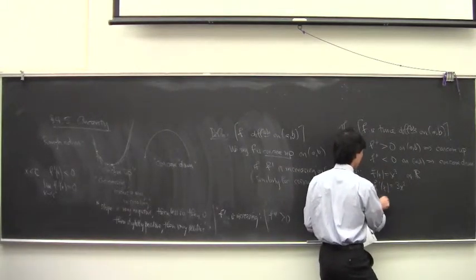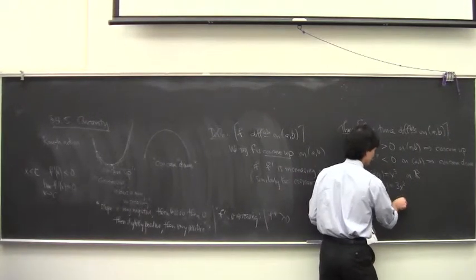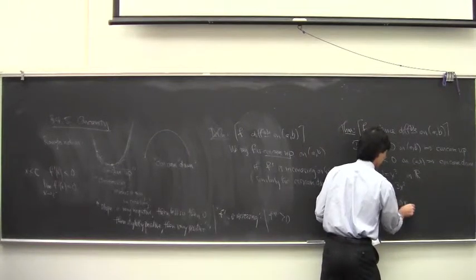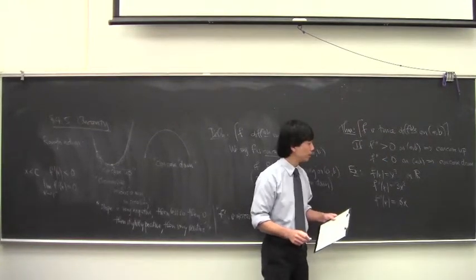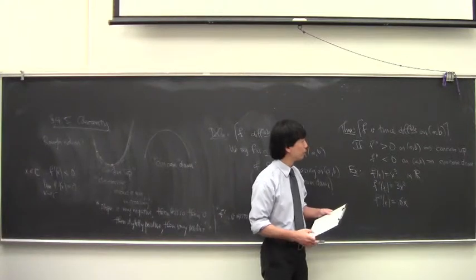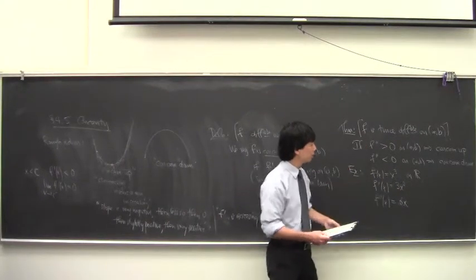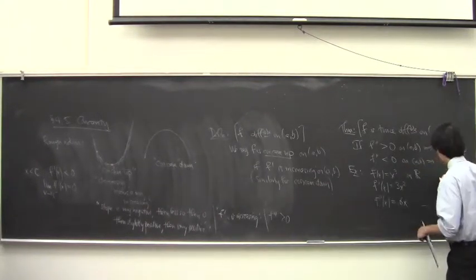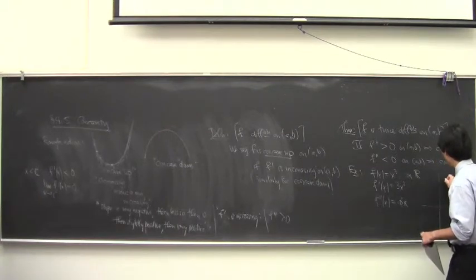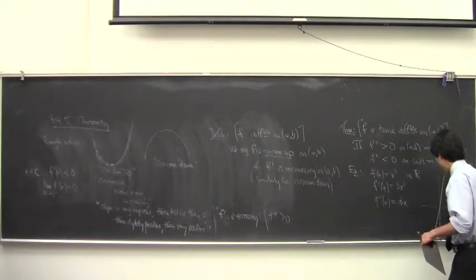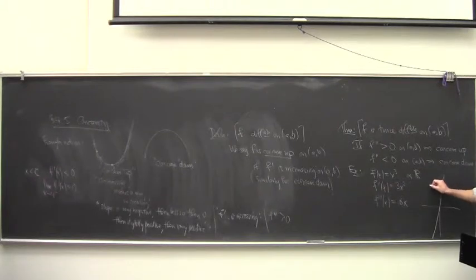If we want, we can look at the second derivative. The second derivative is 6x. So let's say we look at the second derivative. It looks like this. This is f double prime. The second derivative is positive here, right? It's positive from 0 to infinity, and it's negative from negative infinity to 0.